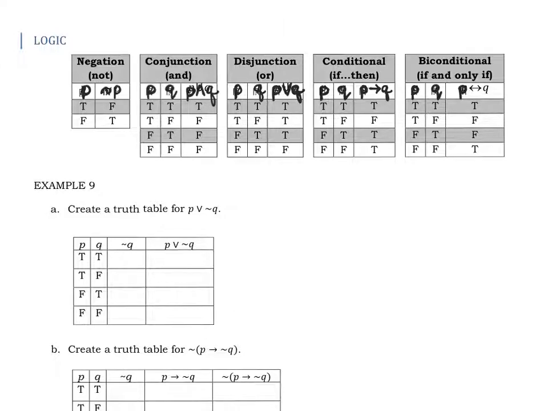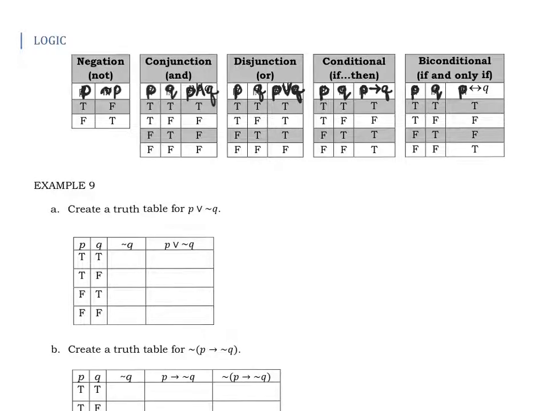Let's look at example 9. So we're going to create a truth table for the statement P or not Q. What we need to do whenever we do statements like this is break these down into smaller parts. Notice we always start with our P and our Q, our statements, and we start with the 4 different combinations of truth values.